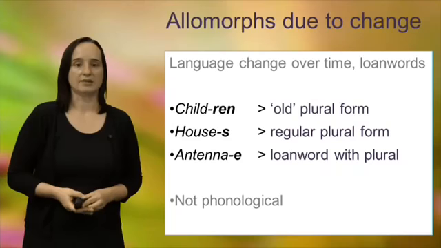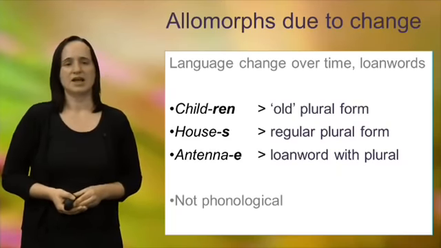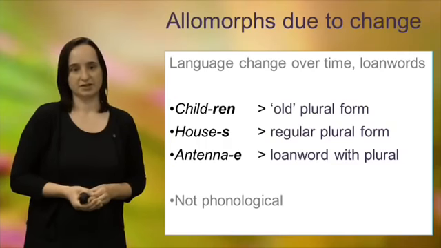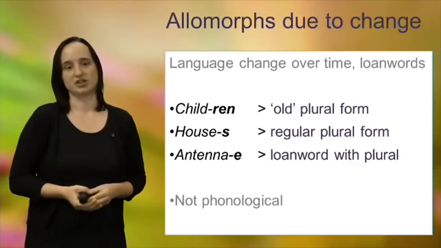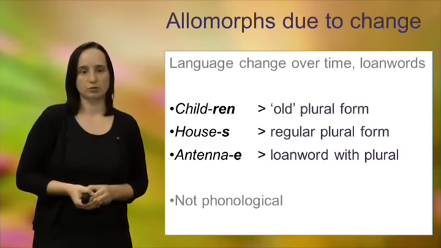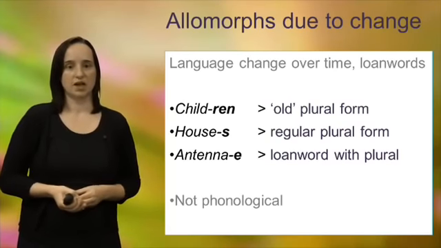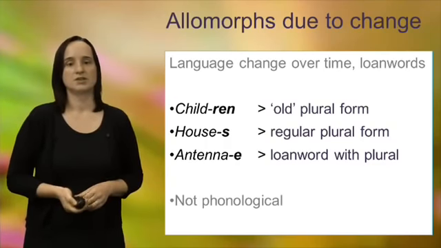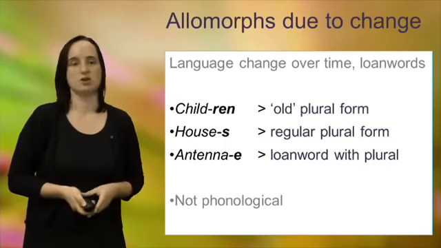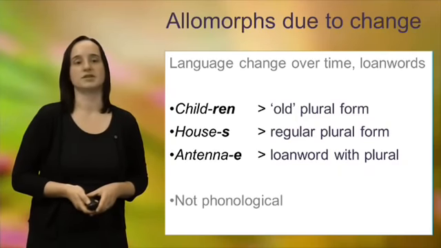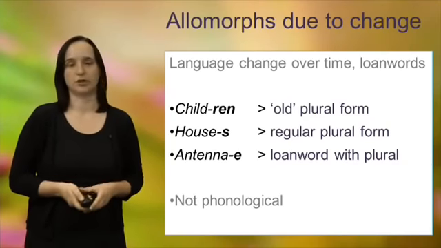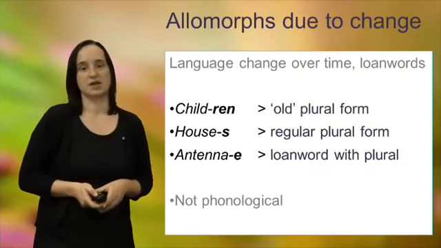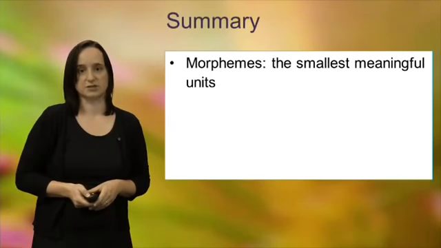And antennae, the e that appears after antenna, is the plural form of a loan word. Now, antenna is one of those very typical Latin Greek loans that we've got in English that have been borrowed both with their singular and their plural forms. And this is actually the plural form of another language, not the plural form of English. So in these cases, the plural forms are not phonologically determined. We don't have allomorphy due to phonological reasons, but rather allomorphy in these cases exists due to historical reasons.